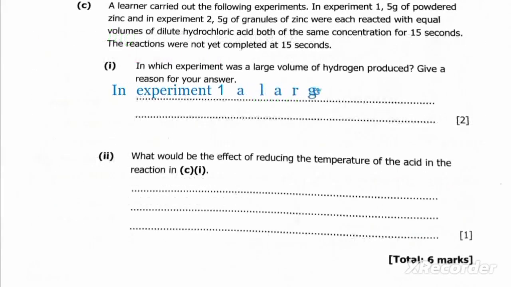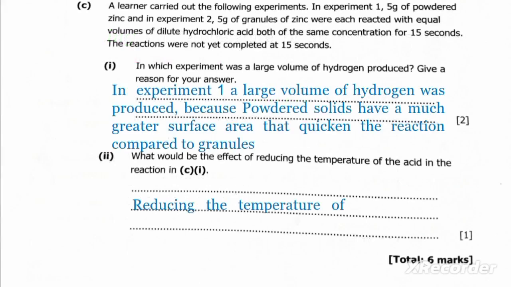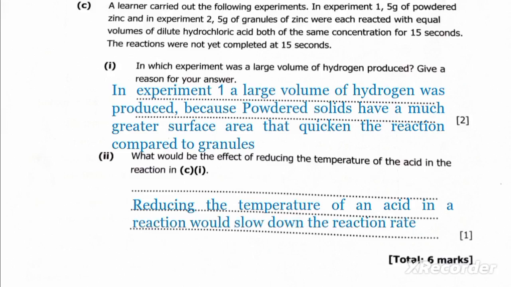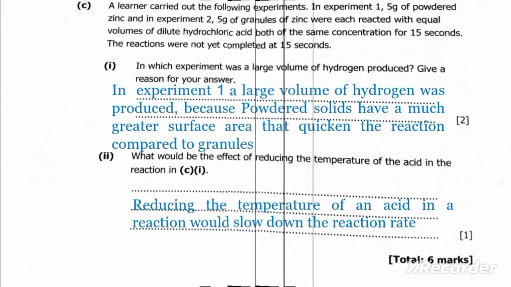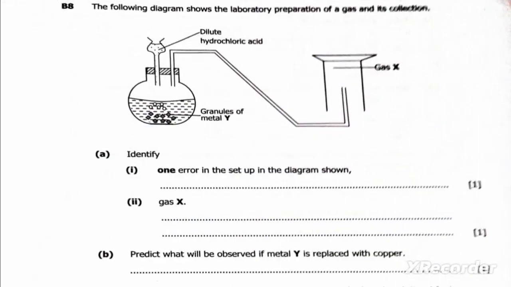When the acid has a low temperature, reducing its temperature in a reaction would slow down the reaction rate. Okay, so the reaction rate would slow down. We are done with this question. Let us move to the next question, which is question B8. Question B8: the following diagram shows a laboratory preparation of a gas and its collection.